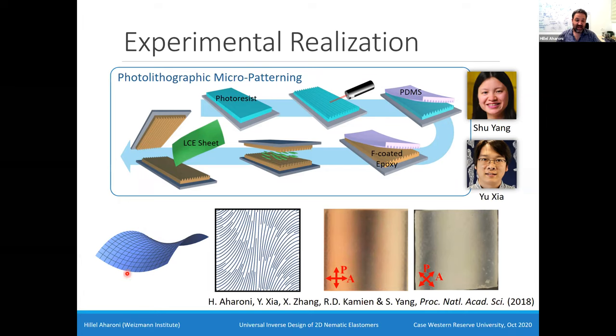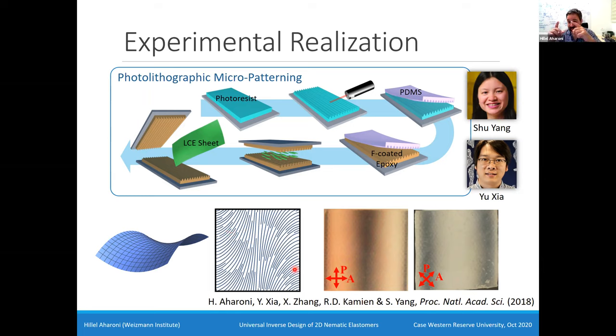Okay, so basically the procedure is, I start with some two-dimensional geometry that I want to make. I solve in either way, numerically, analytically, the director field that will deform into such geometry. I design a channel pattern and I give it to my colleagues. They make such a nematic elastomer and then they give it back to me. Once they take it out of the mold, it just looks like a flat square piece of rubber, okay?